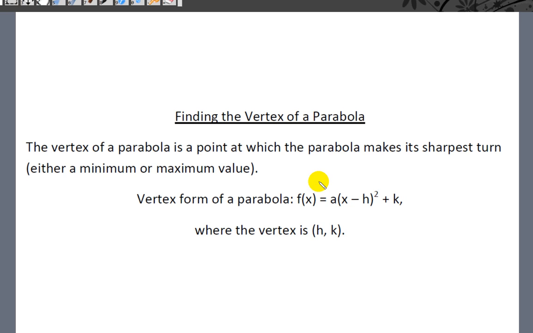Hello. Alright, so the purpose of this video is to show you how to find the vertex of a parabola, specifically from its vertex form.